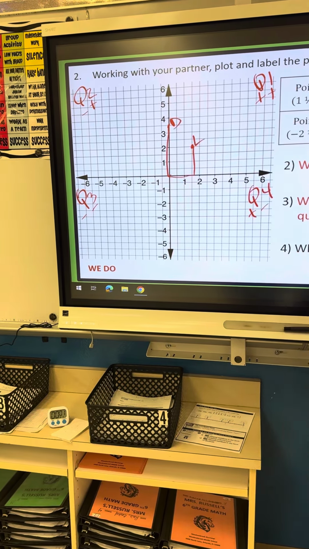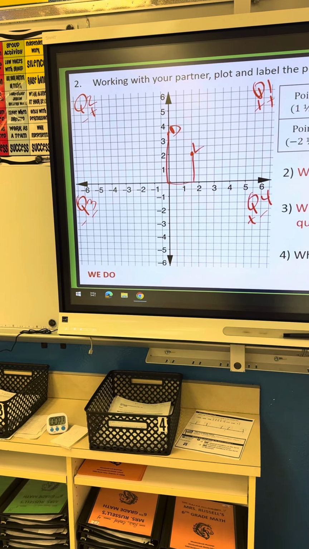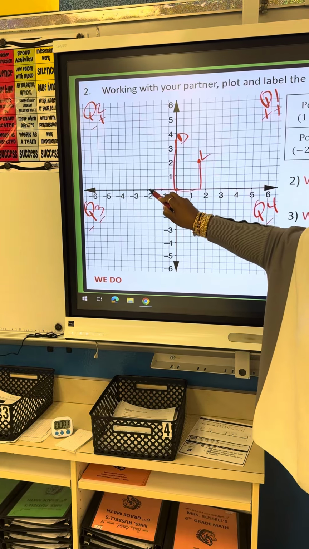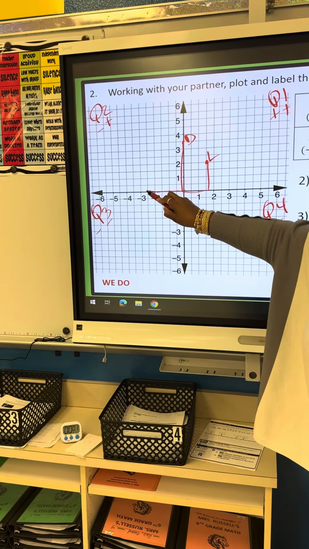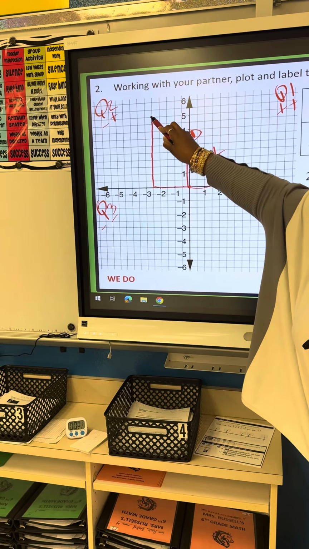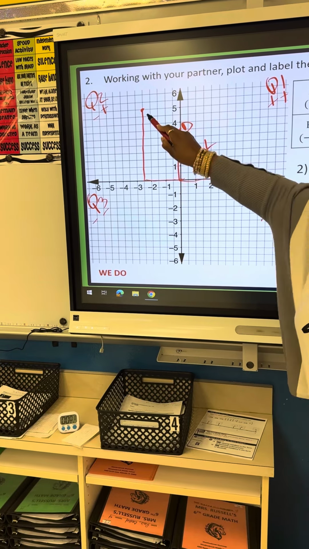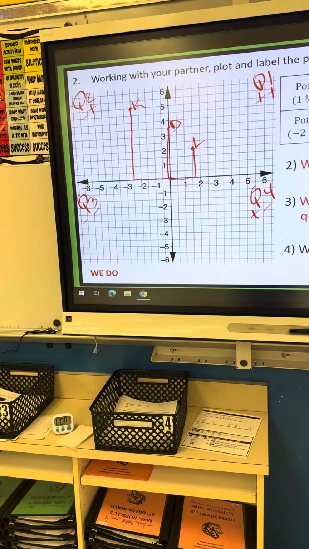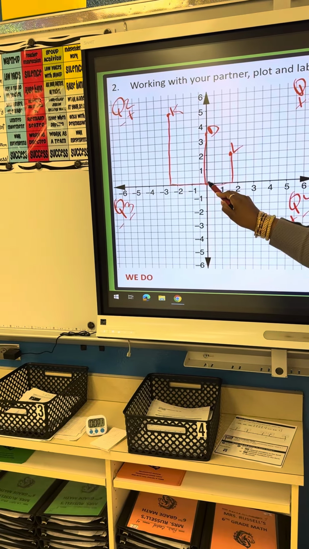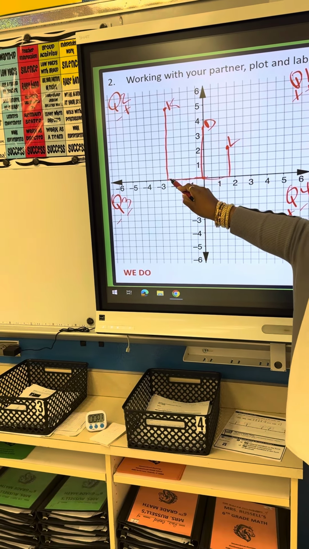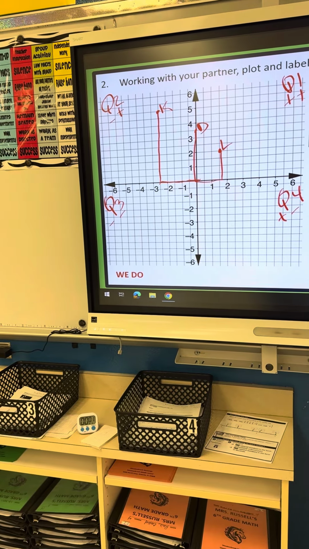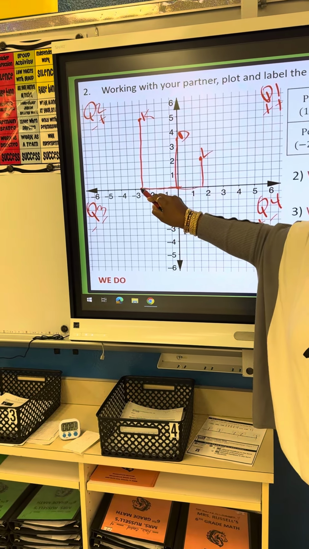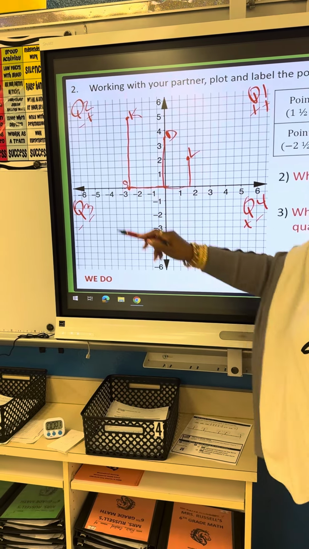If I'm writing, you should be writing. Point K, I'm going to start at the origin. I'm going to go over to negative 2.5, and then I'm going to go up to 5 right there, and that's point K. Point S, I'm going to start at the origin, go over to negative 3, and then it says my Y is 0, so I'm going to keep it right there, and that's S.